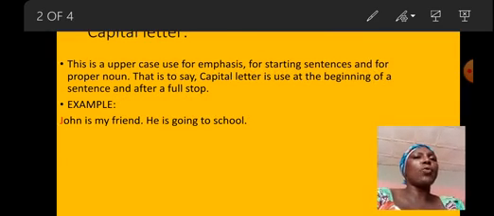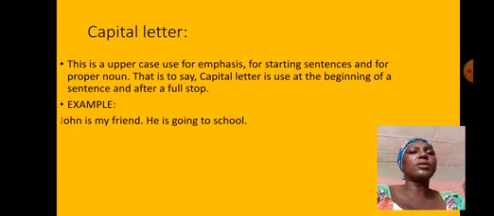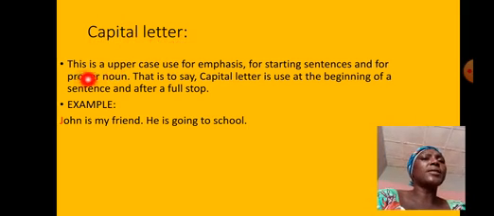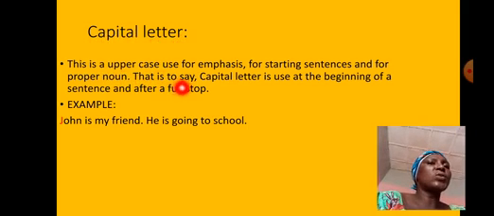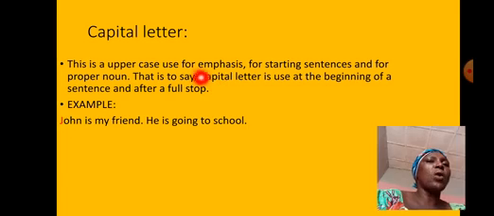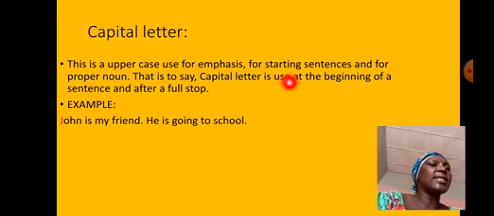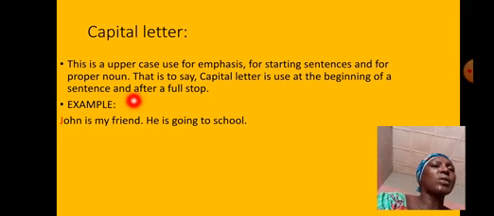The next punctuation mark we'll be looking at is the capital letter. A capital letter is an uppercase used for emphasis, for starting a sentence, and for proper nouns. So you use a capital letter at the beginning of the sentence, and after what? After a full stop. You also use it for proper nouns.